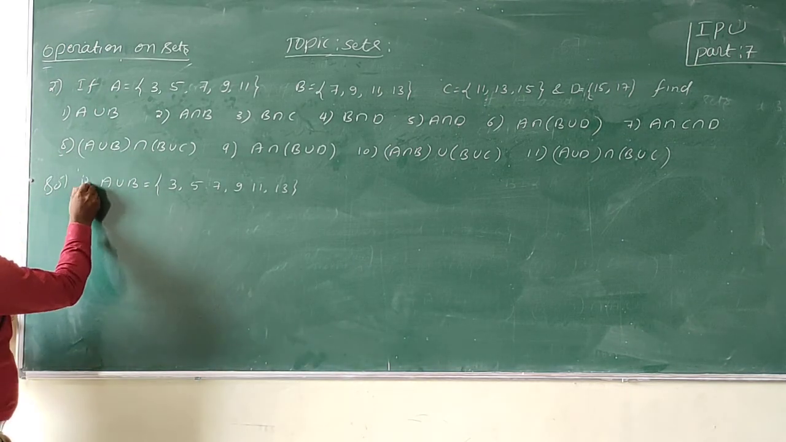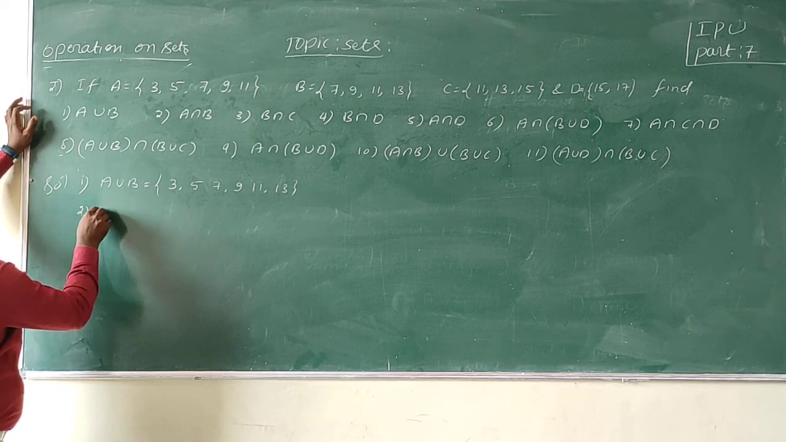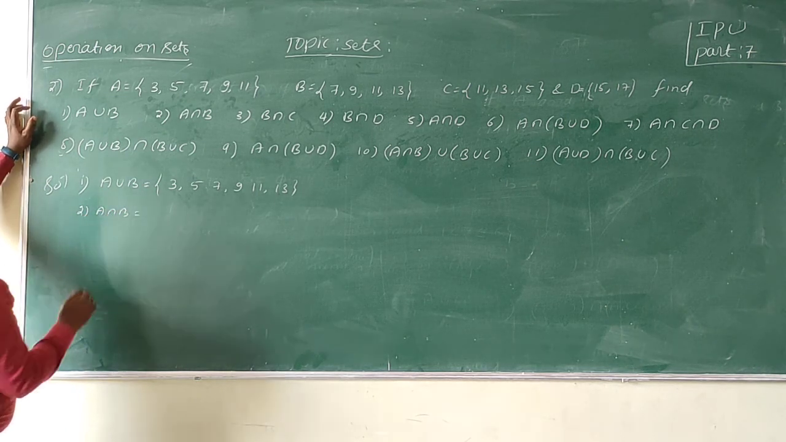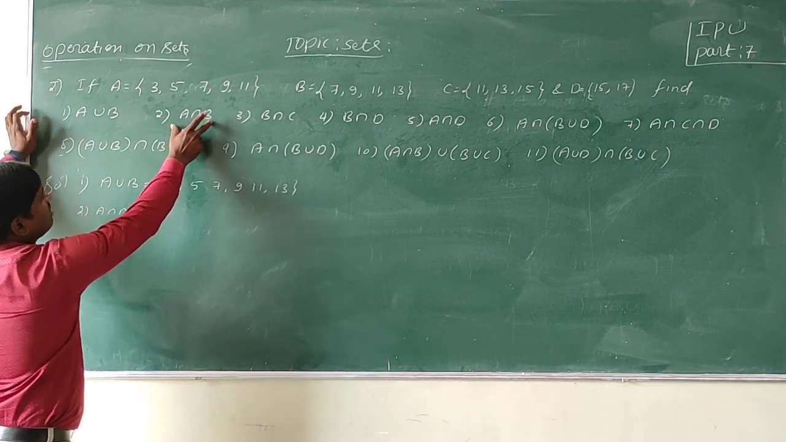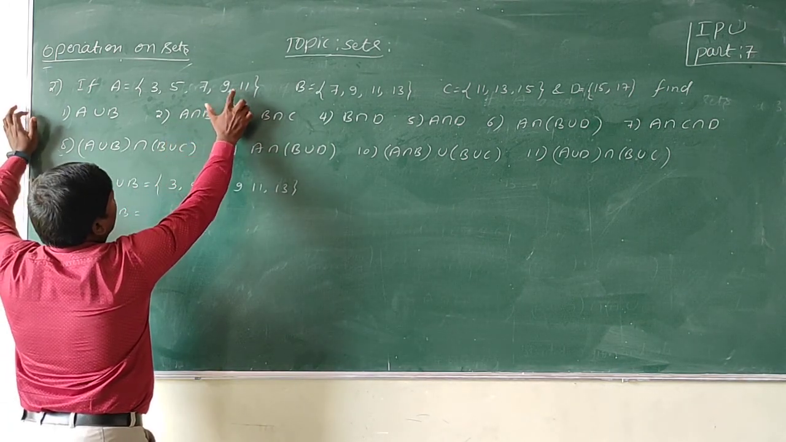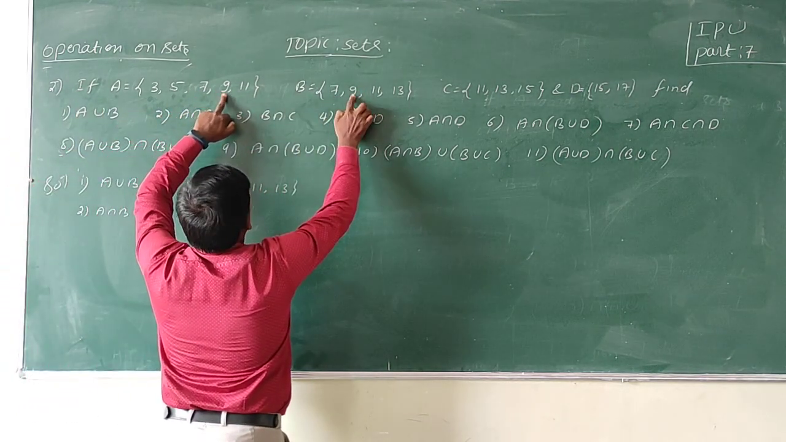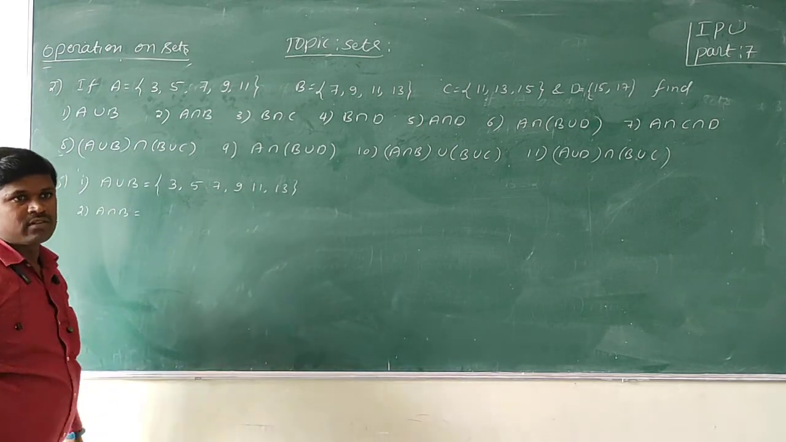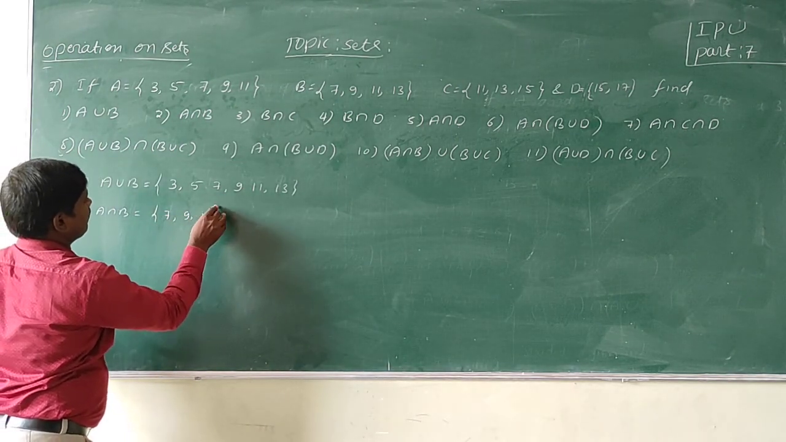First one is over and the second one is A intersection B. That means the elements which belong to both A and B. 7 belongs to both A and B, 9 belongs to both, and 11 belongs to both. Therefore A intersection B is 7, 9, 11.